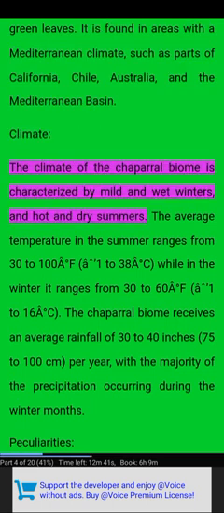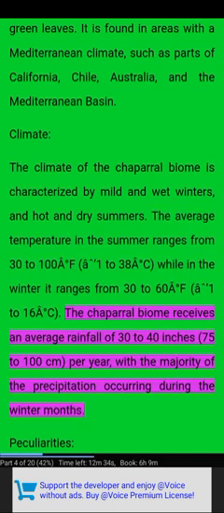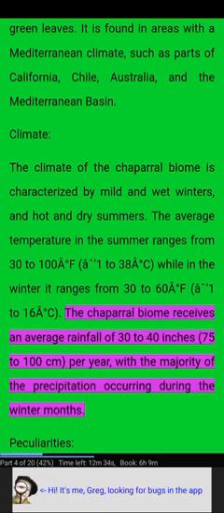Climate. The climate of the chaparral biome is characterized by mild and wet winters, and hot and dry summers. The average temperature in the summer ranges from 30 to 108 degrees Fahrenheit, 1 to 38 degrees Celsius, while in the winter it ranges from 30 to 68 degrees Fahrenheit, 1 to 16 degrees Celsius. The chaparral biome receives an average rainfall of 30 to 40 inches, 75 to 100 centimeters per year, with the majority of the precipitation occurring during the winter months.